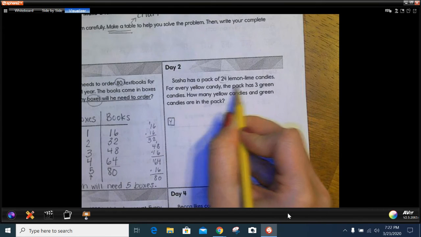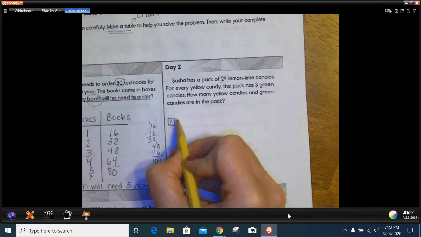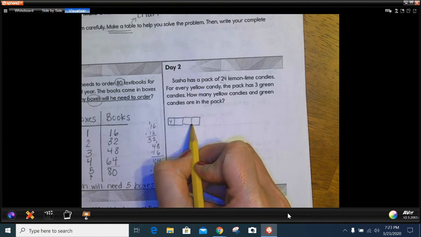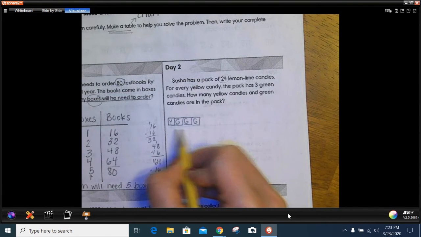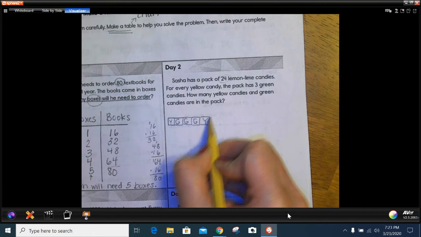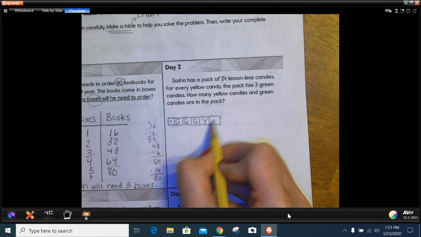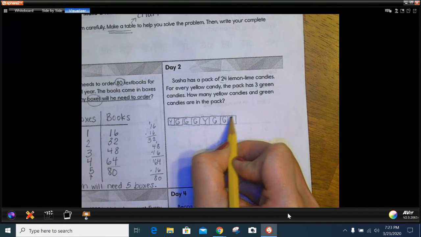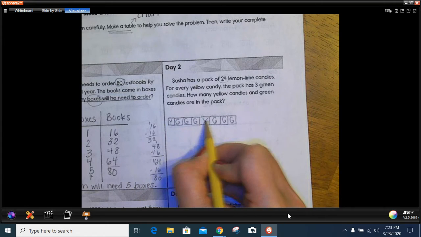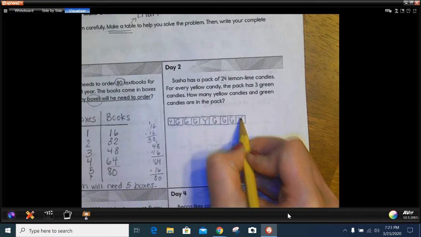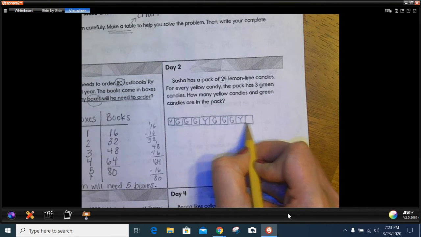Because I have 1 yellow, I also have to have 3 greens. 1, 2, 3. That's going to be green, green, green, right? That's 4 pieces. Yellow. There's 1 yellow, so now I'm going to have 3 greens. 1, 2, 3, 4, 5, 6, 7, 8 pieces. Did I say 3 pieces a minute ago? I'm not really sure. I'm losing my mind a little bit, I think.